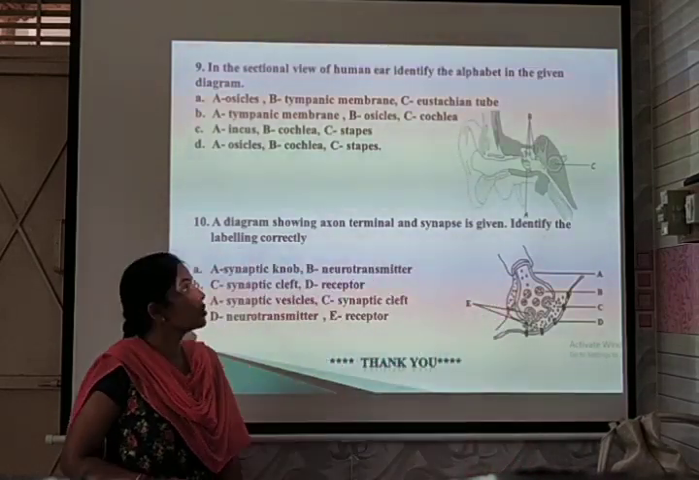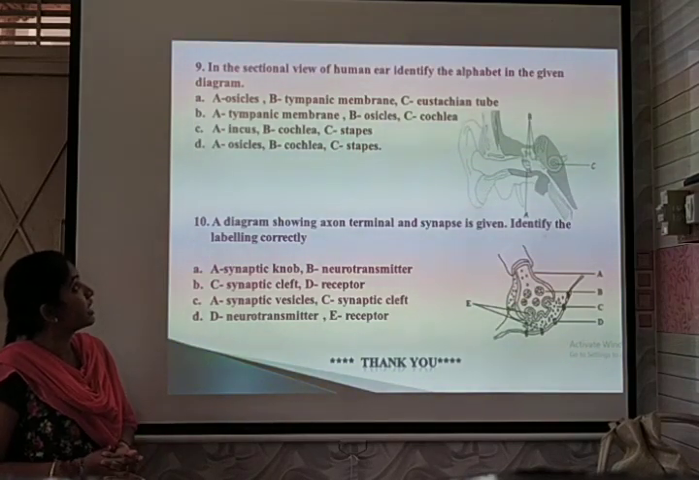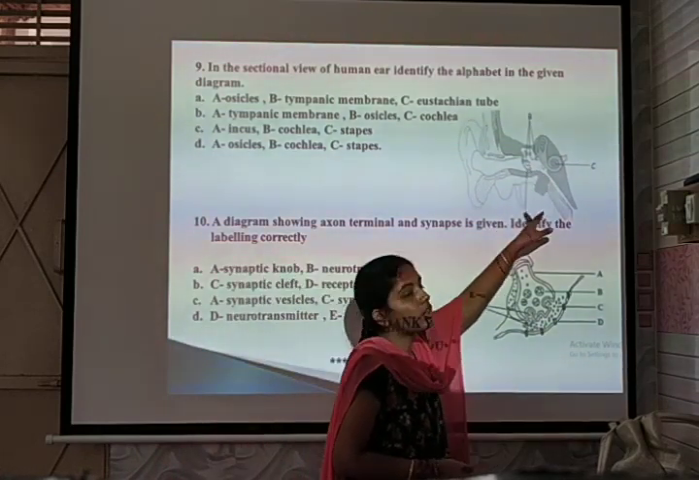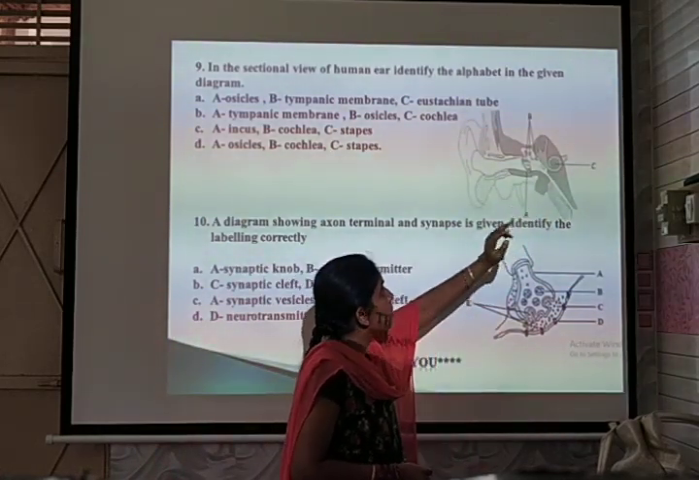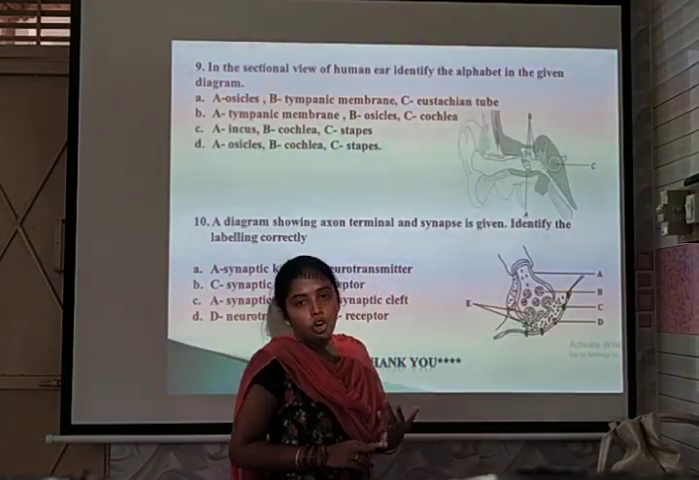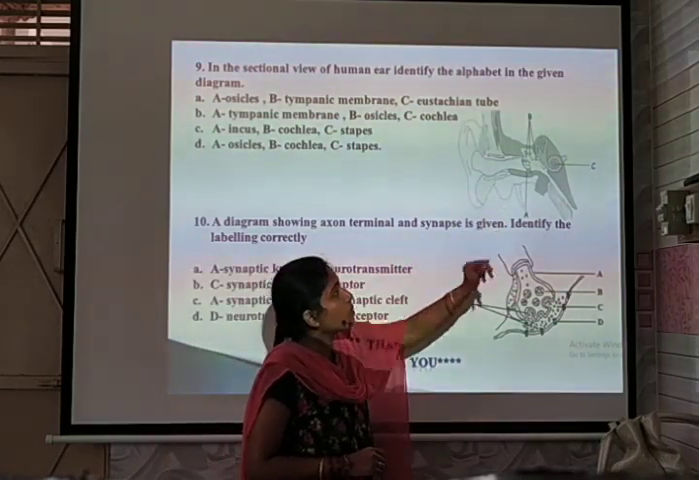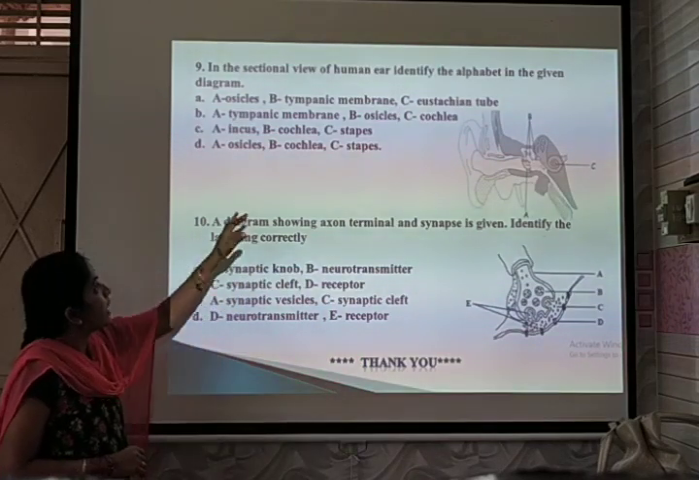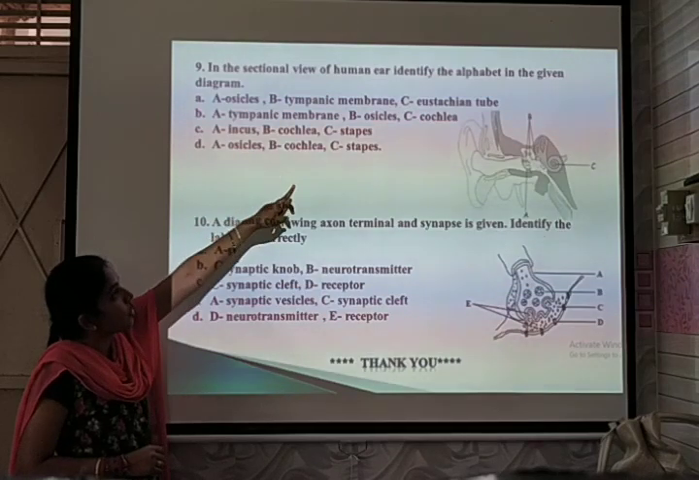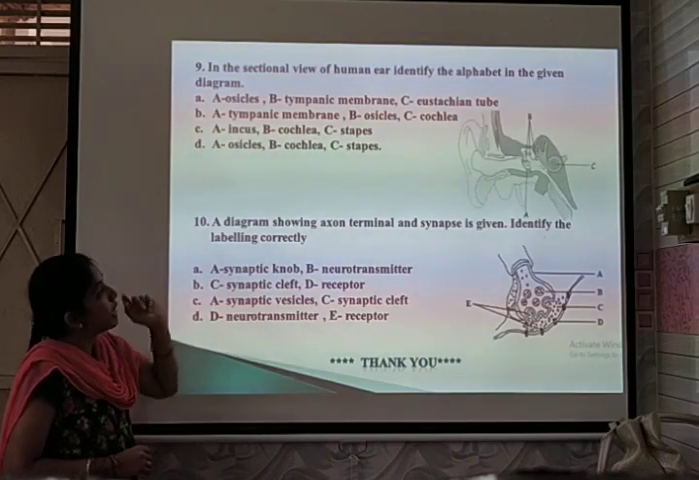So next question. In the sectional view of a human ear, identify the alphabets in the given diagram. Here A is commonly called the eardrum, the tympanic membrane. B is labeled with three bones called stapes, incus and malleus, together called ossicles. And C is the cochlea. So we can conclude that A is the tympanic membrane, B is the ossicles, C is the cochlea. For this, the 9th answer is option B.